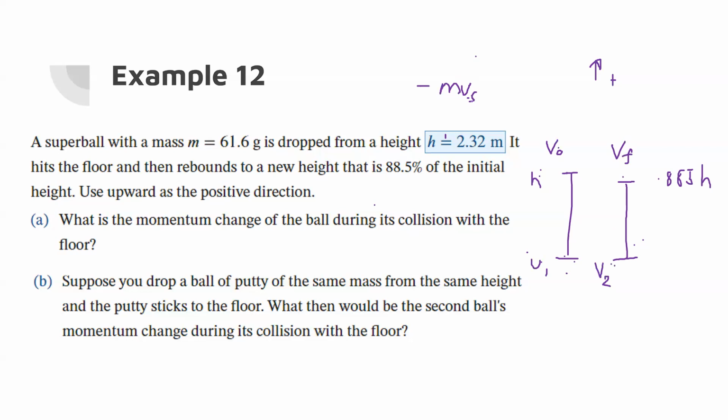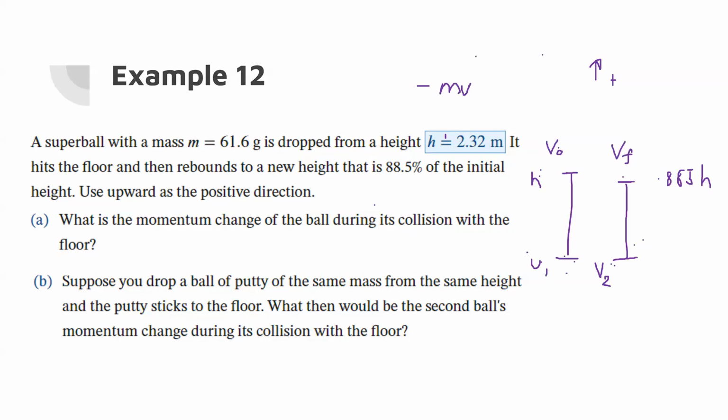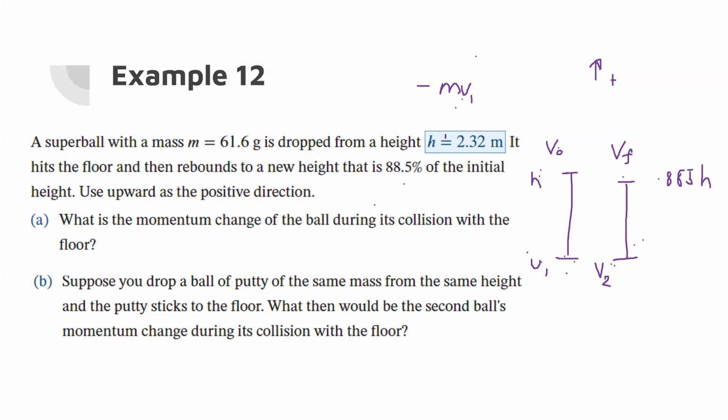At the very bottom here, we'll have a momentum of negative mv1, and then it's going to change to a positive mv2. So we do our change in momentum, mv2 minus a negative mv1, and so we just have mv2 plus mv1 in magnitude.